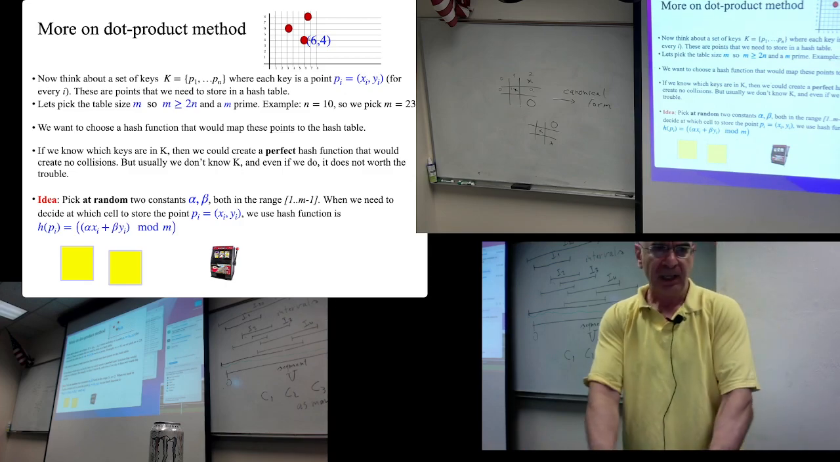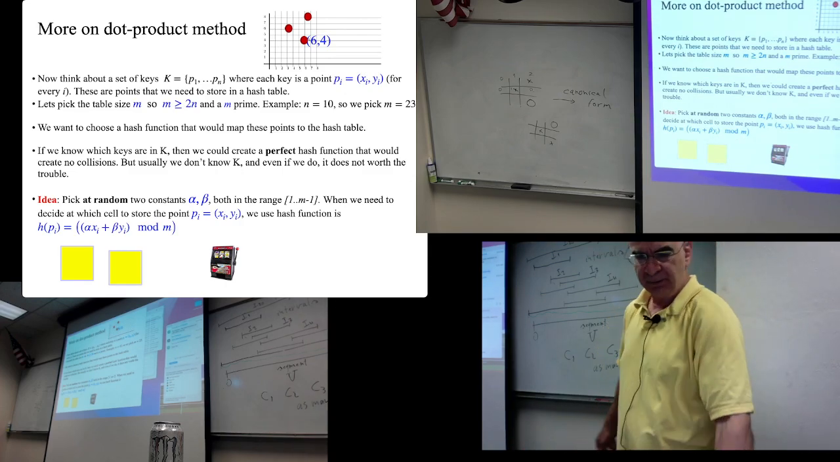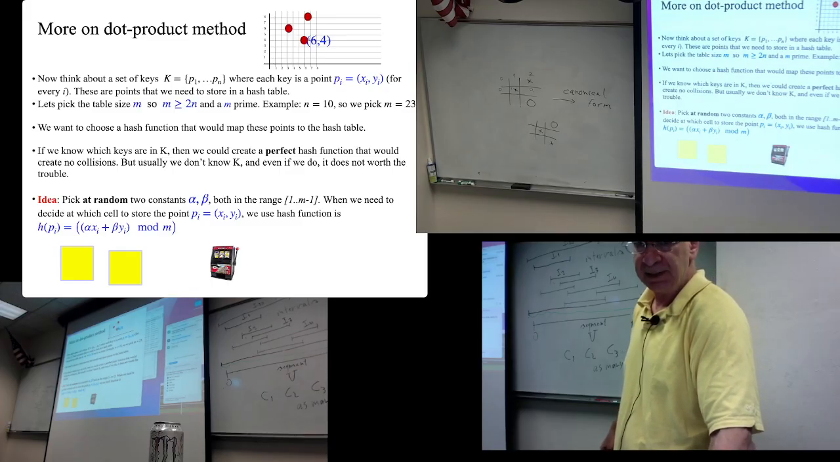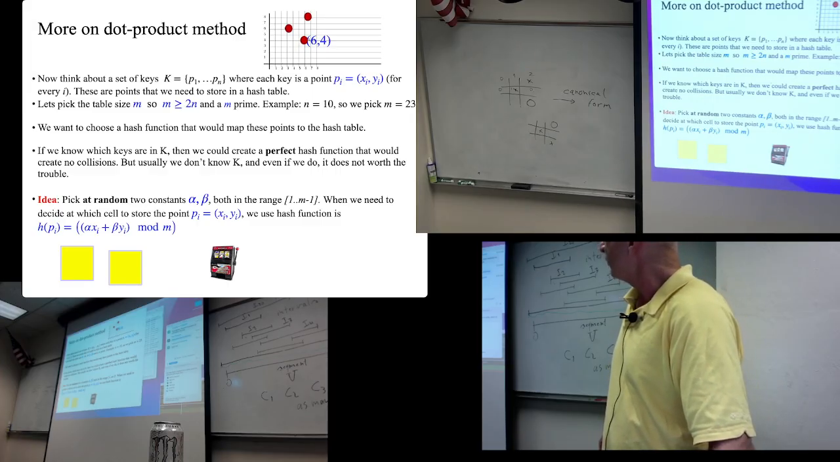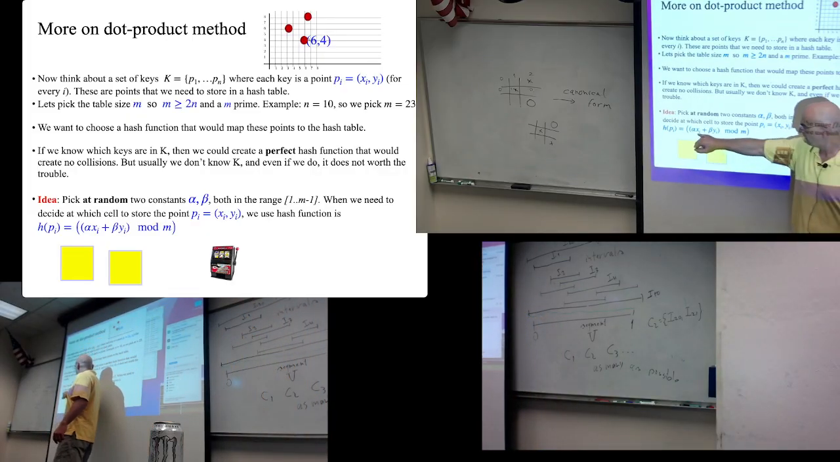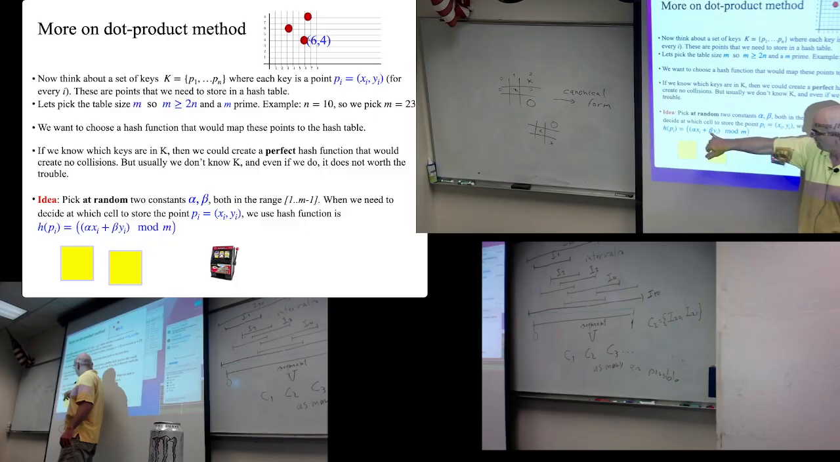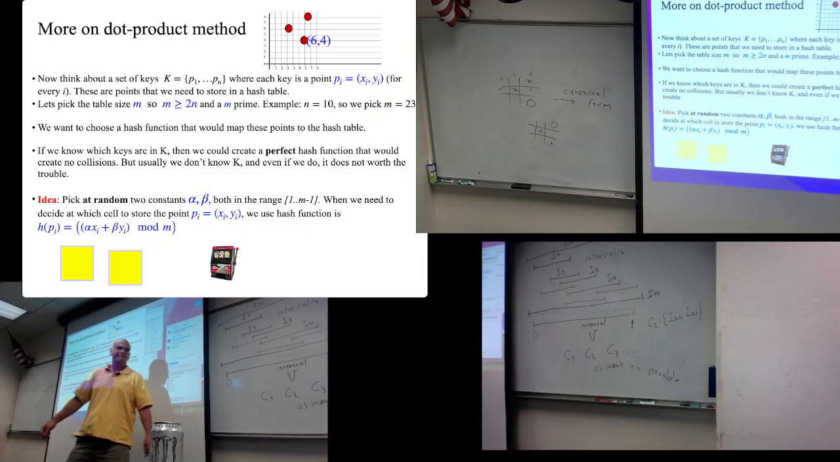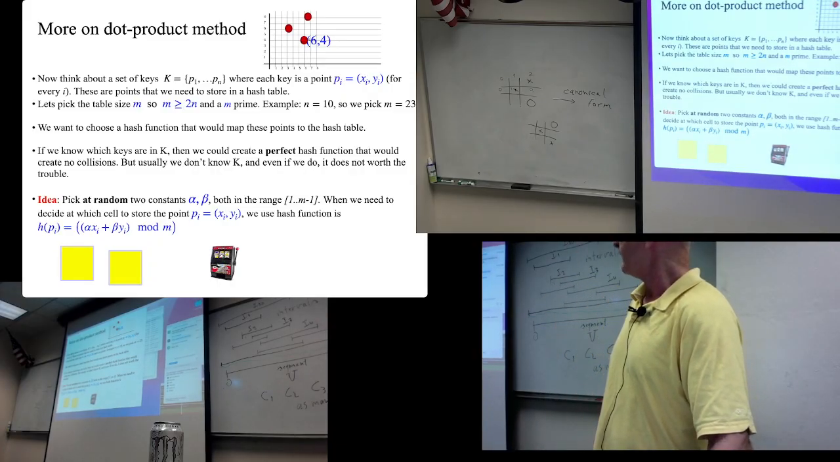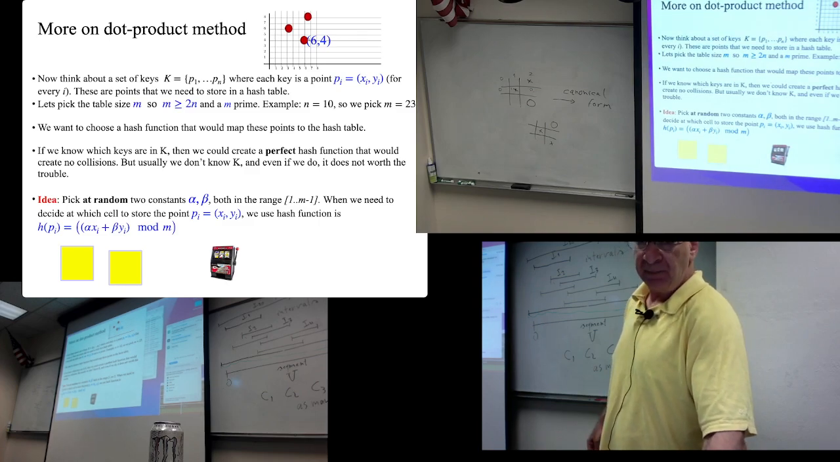So, okay. More about the dot product method and formally define what is a universal function. We did it in the end of last meeting, but we can say it again. So dot product, when I just have 2 keys, xi and yi, I'll pick alpha and beta at random. And alpha and beta are numbers between 0 and m. M is a prime, which is larger than 2n.